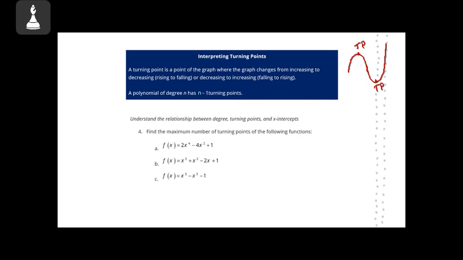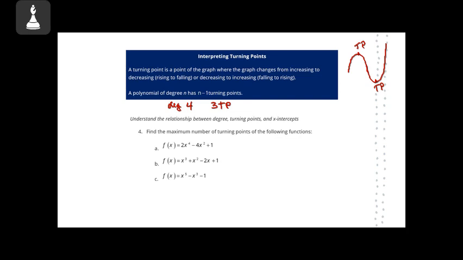Given your degree, you have one less than that number of turning points. So if you have a degree 4, you are going to have 3 turning points. So take away 1 from the highest power degree you see in your polynomial. That's how many turning points you have. Or you can have, let's put it that way.